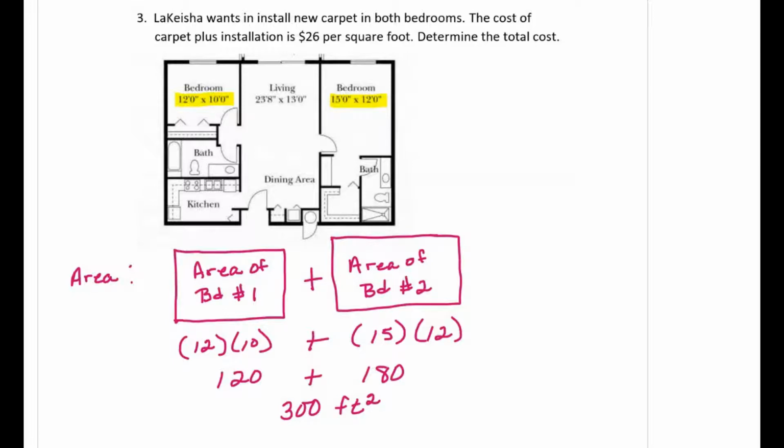I need to determine the cost. And the cost is going to be $26 a square foot. So I take 300 times 26, and that's going to give me $7,800.